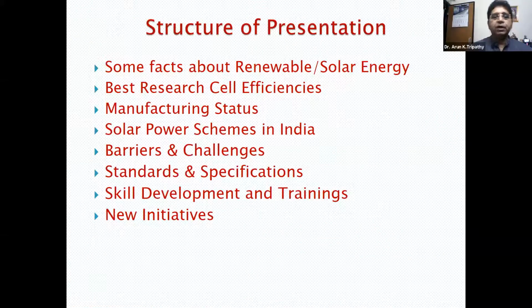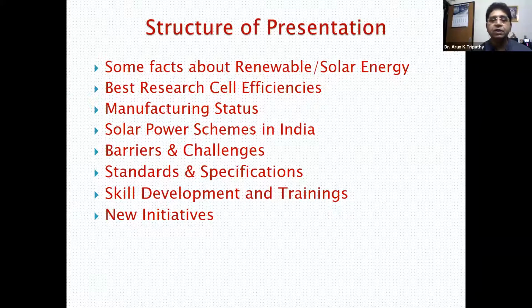So my structure of presentation is a little like this: some facts about the solar and renewable energy in the country. It will set the tone of the total development. Then best research, because I'll take you a little towards these solar cells and their efficiencies and what kind of developments are taking place in the country and in the world.